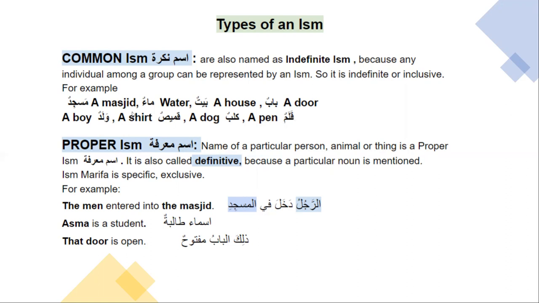And one thing, you might have noticed that all these words are ending in un. So we usually see tanween at the end of ism nakira. The only thing is that male Arabic names also have tanween at the end, like Khalidun, Bilalun. So we just have to rule out that it's not the name of a particular person. Otherwise, if we hear tanween, un, an, in sound at the end of a word, then most likely it's ism nakira.